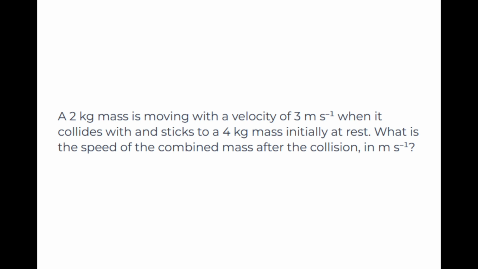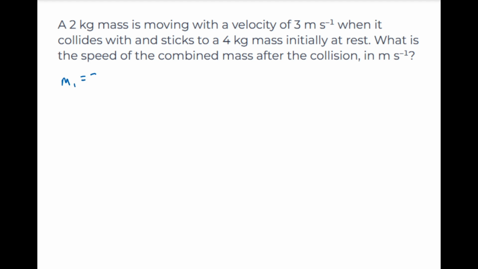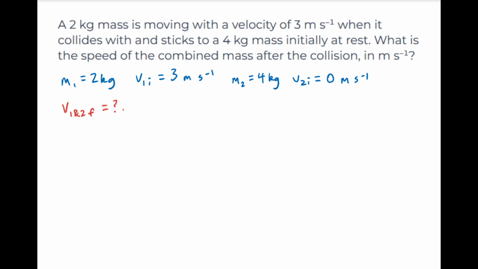There are 2 objects in this question, so let's say the variables relating to the first object have the subscript 1. m1 equals 2 kilograms and v1 initial equals 3 meters per second. The variables relating to the second object have the subscript 2. m2 equals 4 kilograms and v2 initial equals 0 meters per second. We have been asked to find the speed of the combined mass after the collision. So we can say v1 and 2 final equals question mark in meters per second.